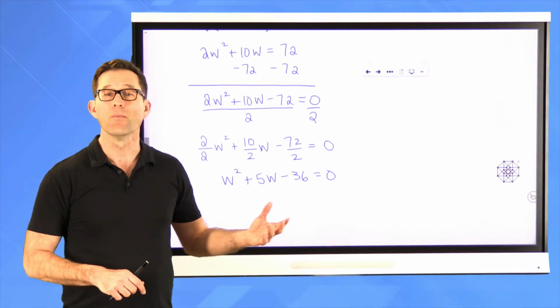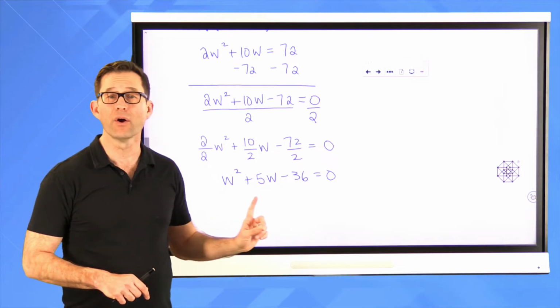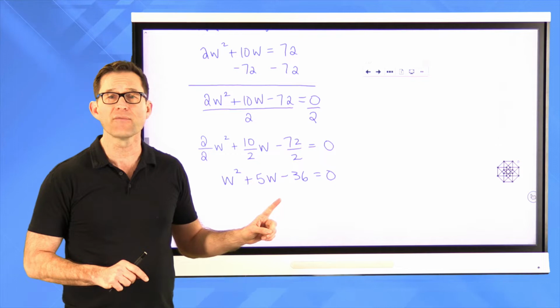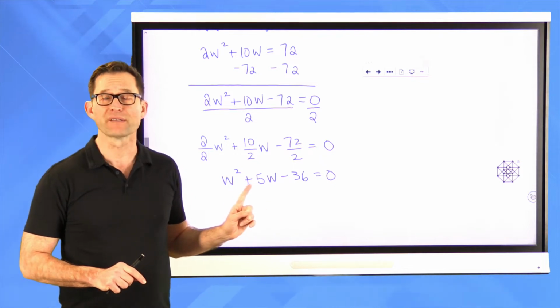All right, so I'm looking for two numbers. This is a trinomial, right? Just straight up trinomial factoring. I'm looking for two numbers whose product is negative 36 and whose sum is positive 5.